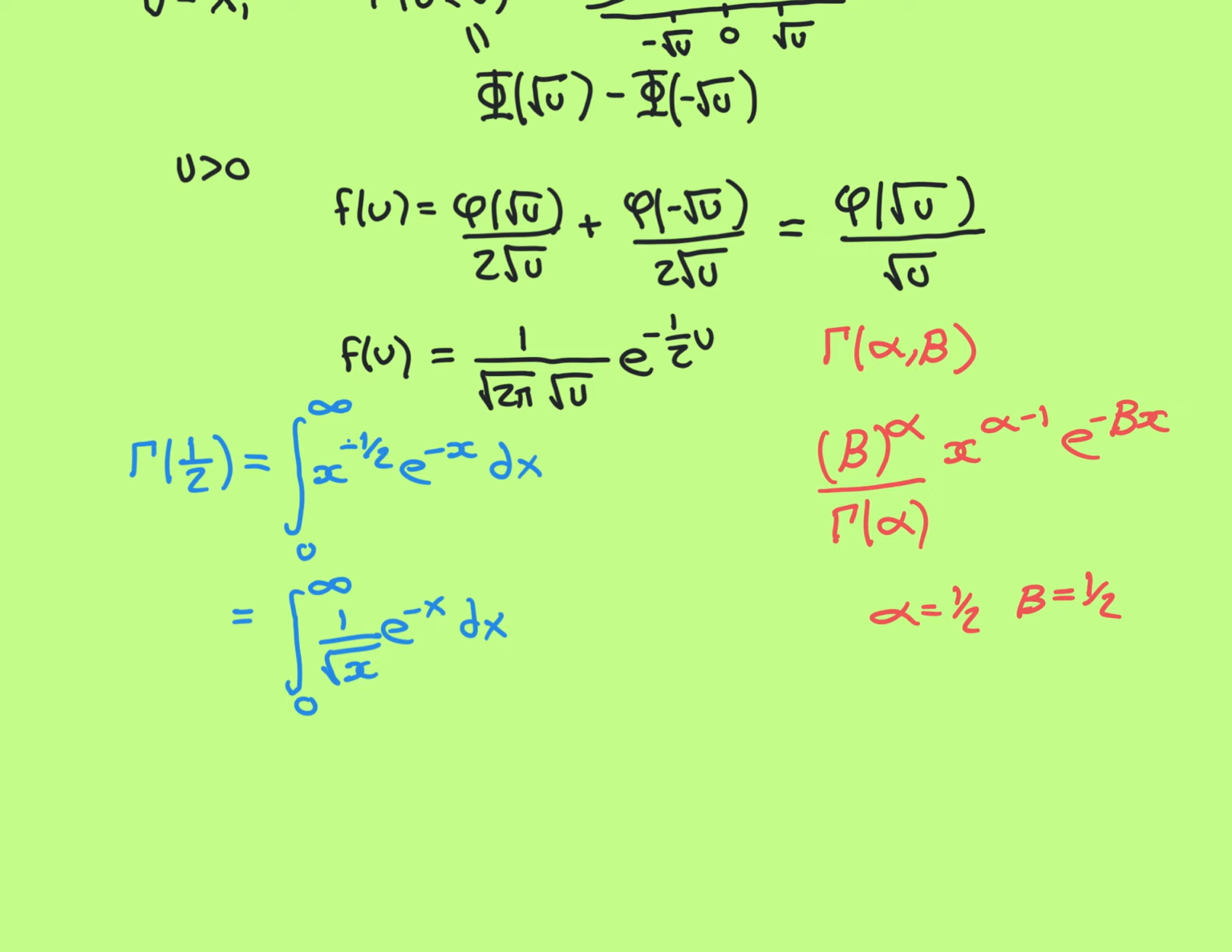So let's remember the definition of the gamma function. So gamma of a half is going to be the integral from 0 to infinity of x to the power of whatever you've got in here, minus 1. So a half minus 1, which is minus a half, times e to the negative x dx. So that is the definition of the gamma of a half.